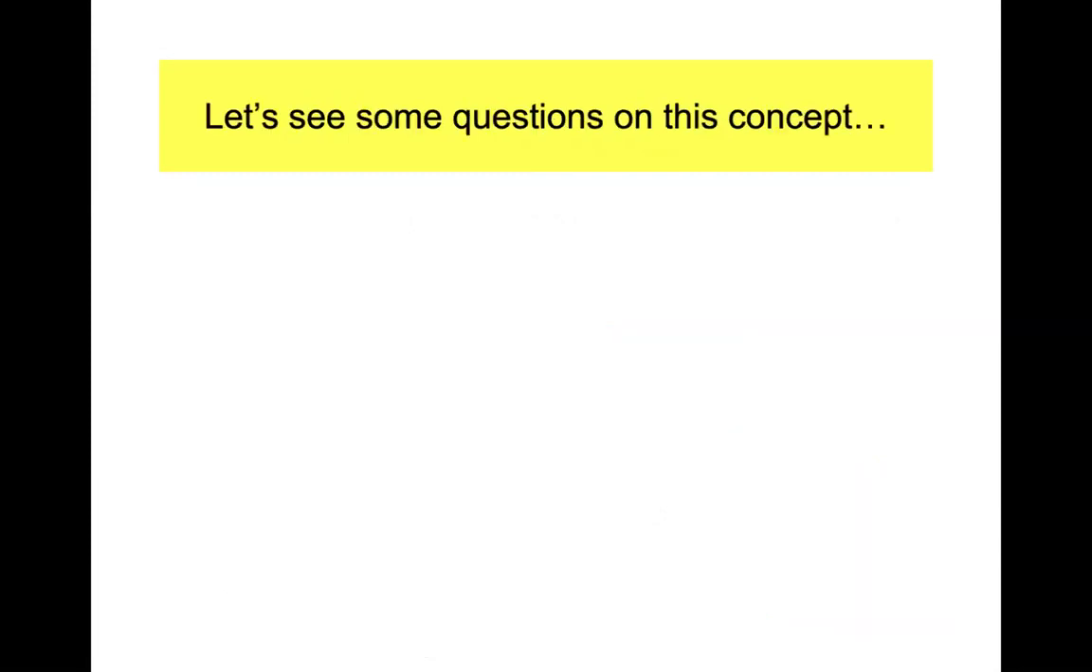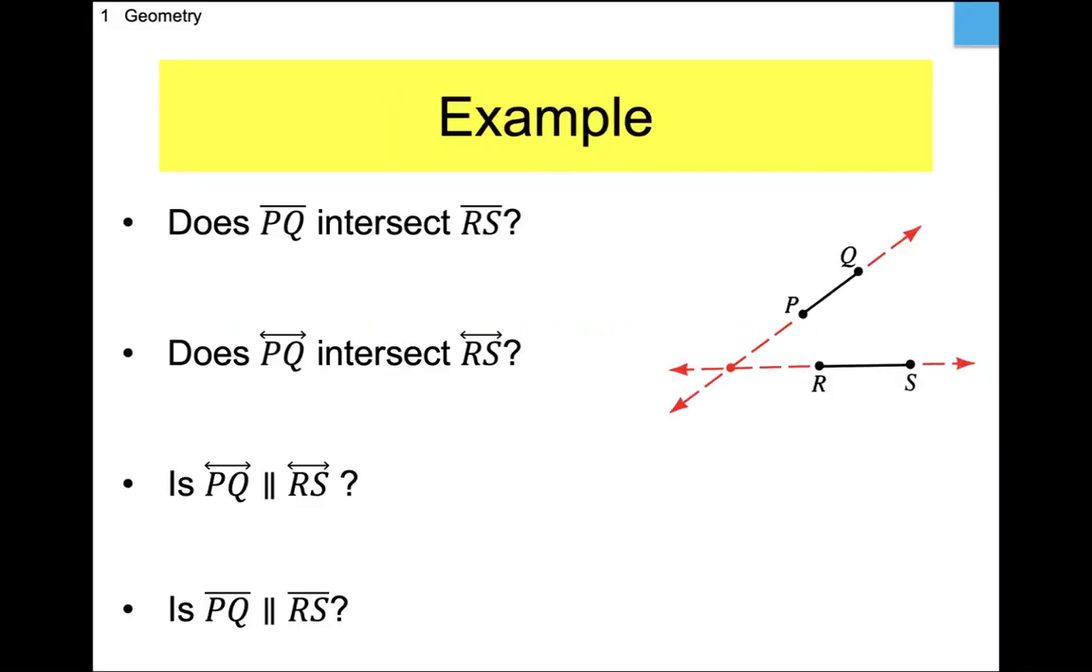All right, so let's see some questions about these concepts. Here's the picture. Red looks like two lines and black looks like two segments. The first question is, does segment PQ intersect segment RS? So does black intersect with black? And the answer is no, they do not. Then it asks, does red intersect with red? And clearly red does intersect. So that one's a yes.